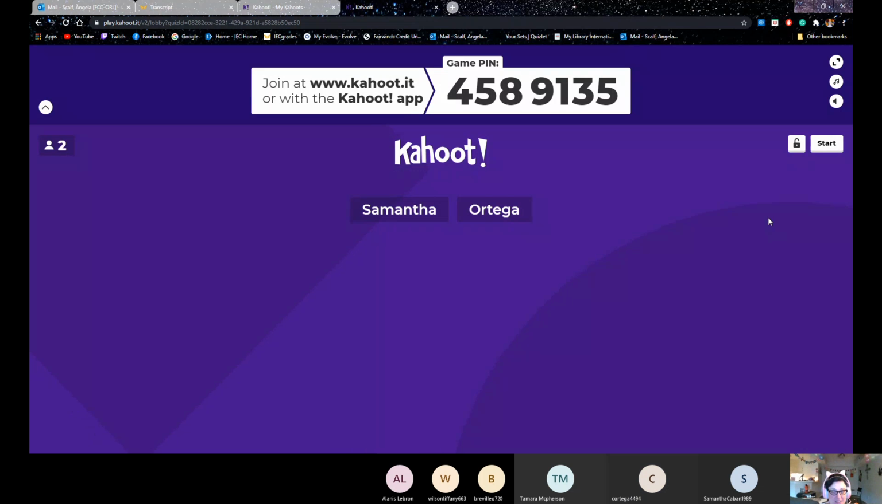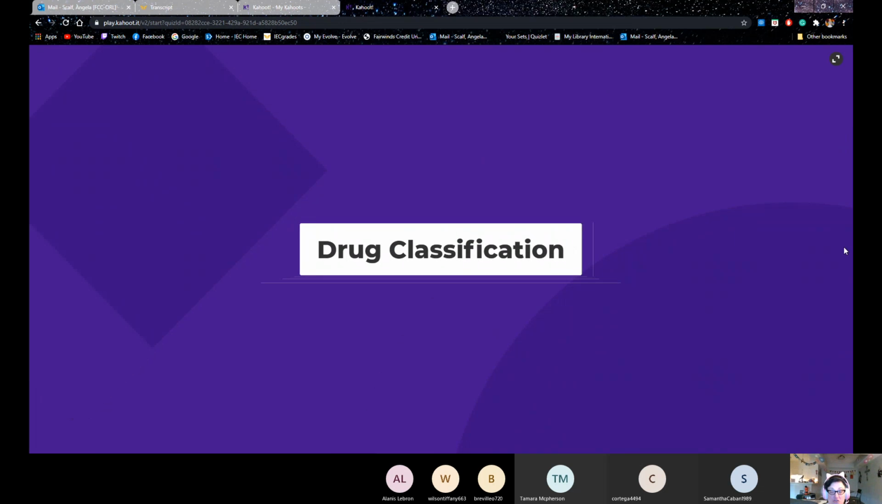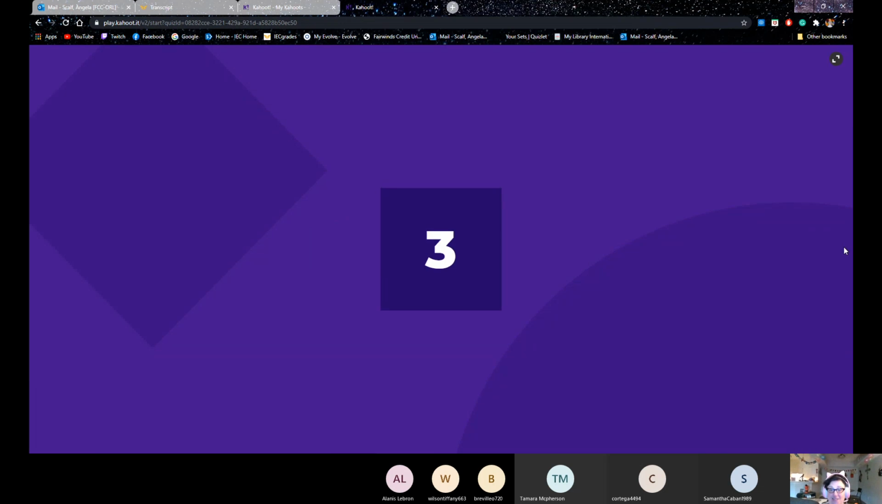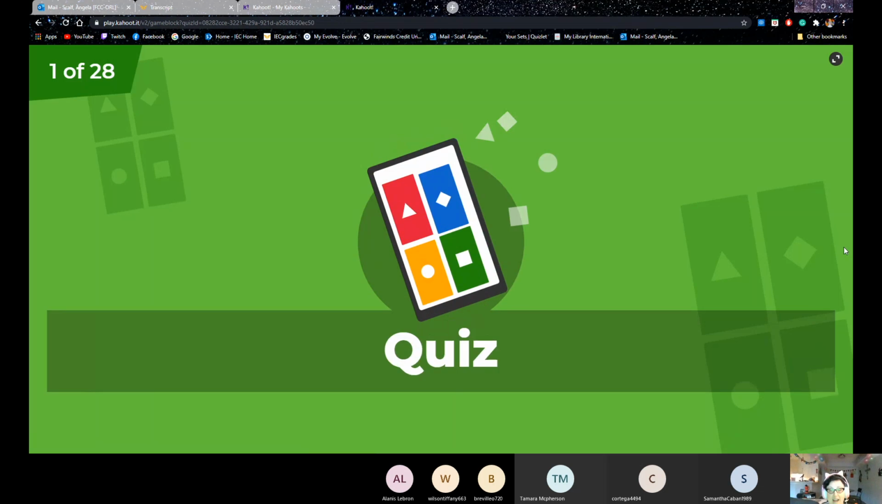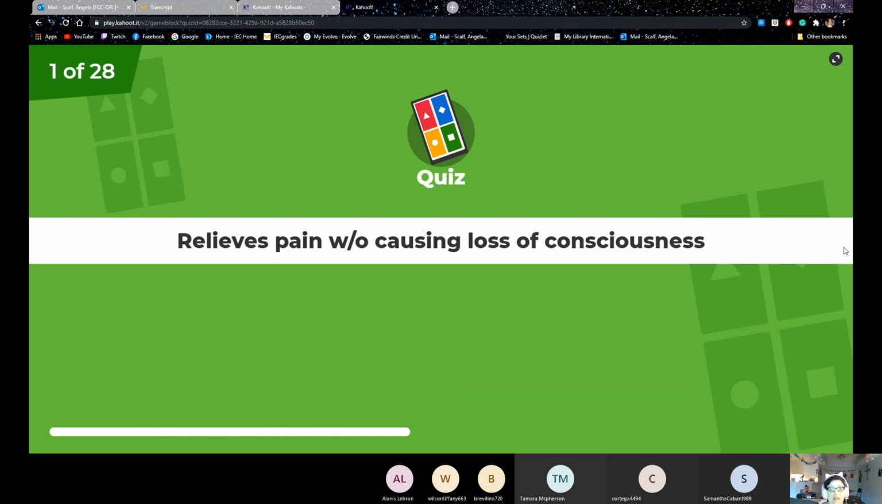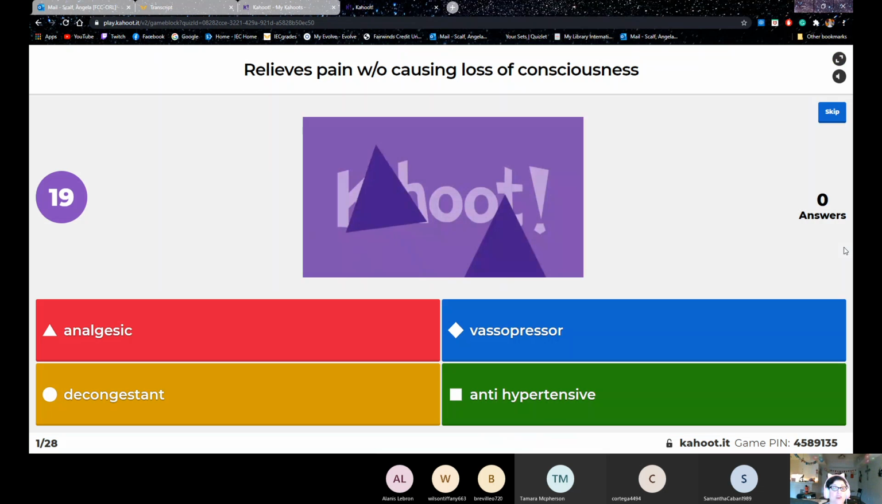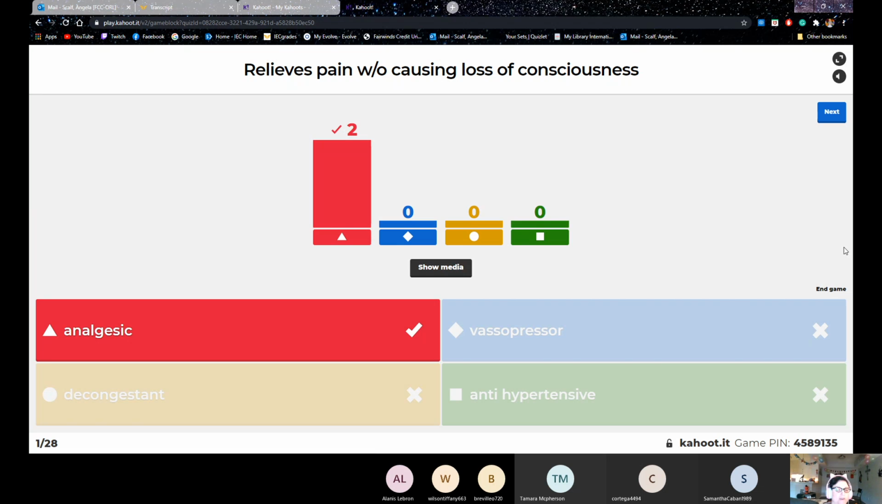I'm gonna go ahead and start, and we can go through these and do like I did last time. Go through them, give additional information. Drug classifications. This is something y'all need, okay? Gotta have these down. Relieves pain without causing a loss of consciousness. What is that? Y'all should have these down by now. You should be pew, pew, pew. Good. Analgesic. Give me an example.